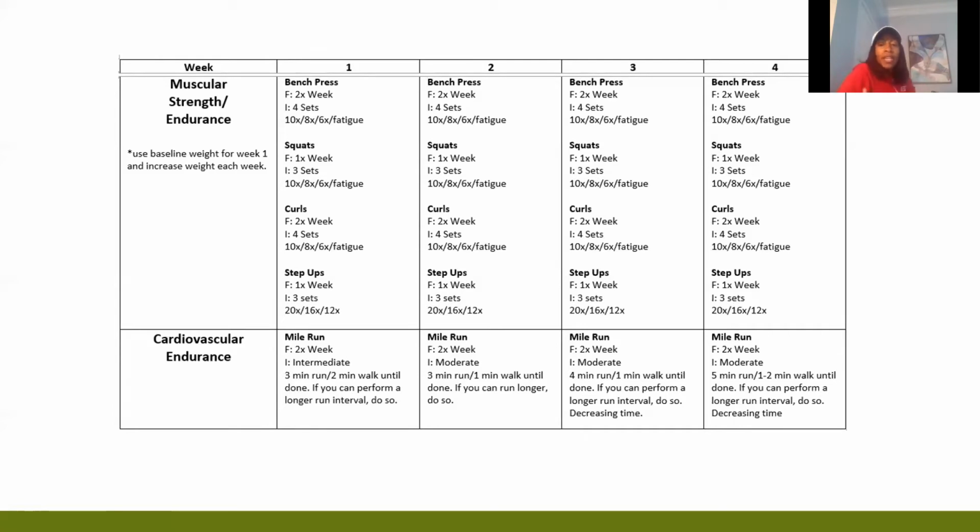For all of these things, we can increase intensity by increasing the weight for our muscular strength and endurance. And for cardiovascular endurance, we can increase our intensity. I gave you some intensity workouts. If you see on the bottom, 3-minute run, 2-minute walk until done. If you can perform a longer run interval, do that. So I'm sorry, let's just say 3-minute run, 2-minute walk for 20 minutes. So that'd be 4 rounds. And then as you see, we increase how long we run and shorten how long we walk, which is increasing our intensity over time.